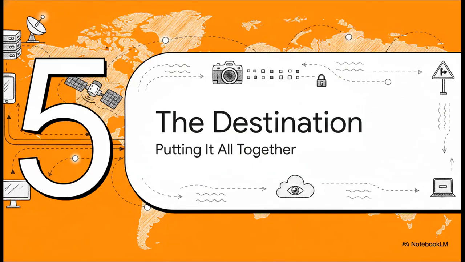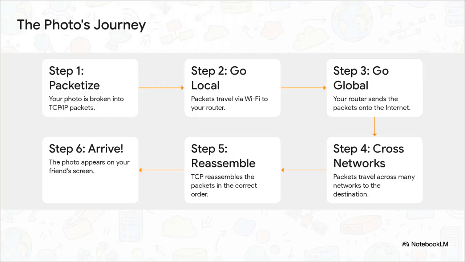So we've got the hardware, we understand the packet switching method, and we know the rules of the road. Now let's put it all together and watch our photo complete its incredible journey from start to finish. So let's trace it one last time. First, your phone breaks the photo into tiny, numbered TCP/IP packets. Second, those packets travel wirelessly to your local router. Third, your router sends them out onto the great big internet.